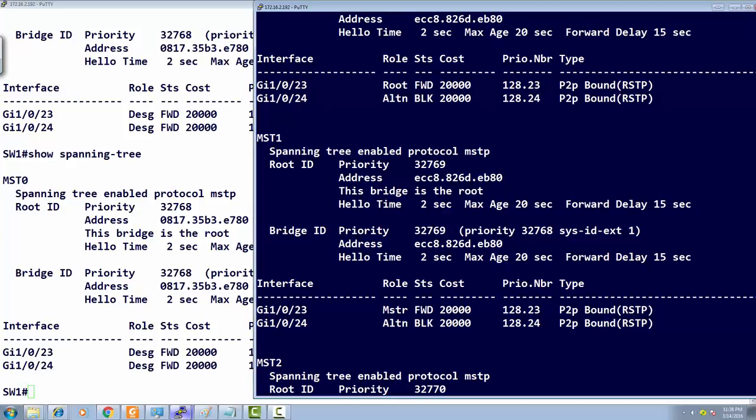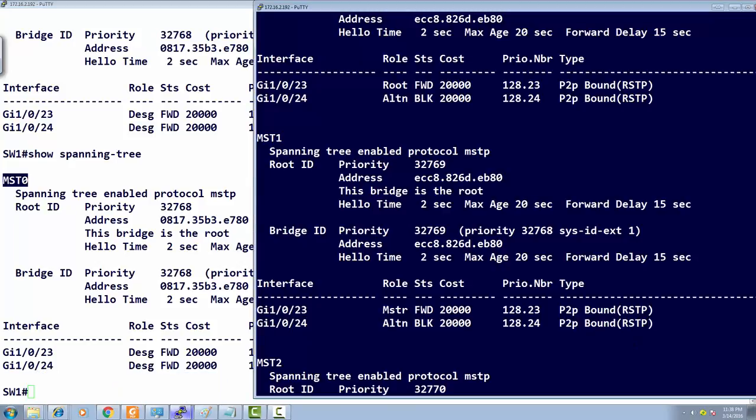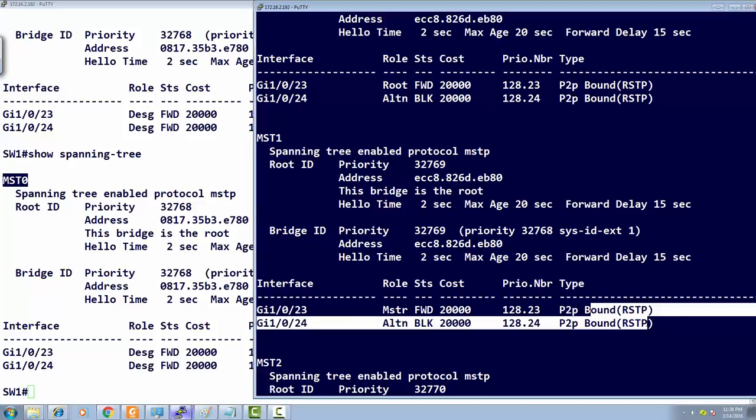Right? So a couple of interesting things that we need to know. Now not only that, MST1 is treating MST0 as if it's talking to rapid spanning tree, because even the instances are not matching. The layer 3 communication will work. Layer 2 communication will also work. It's just that for the root election and the best path, you will not be able to do those things, right?